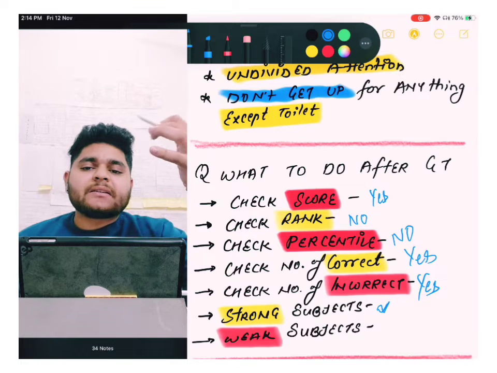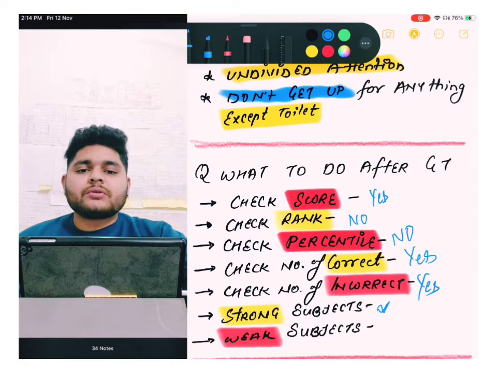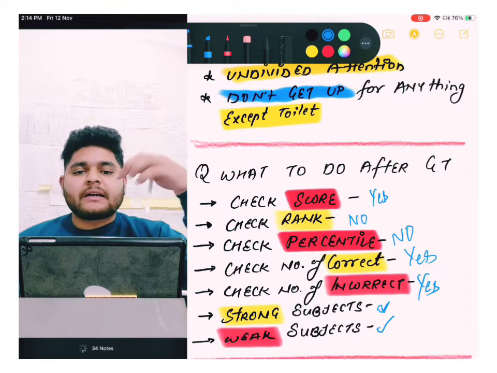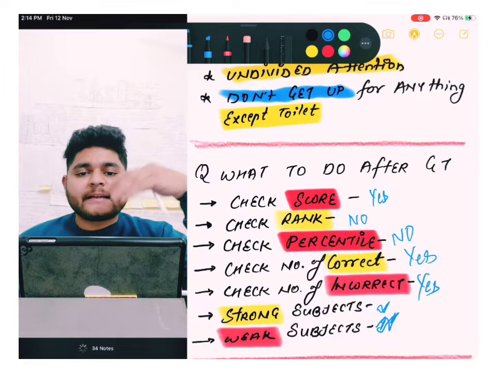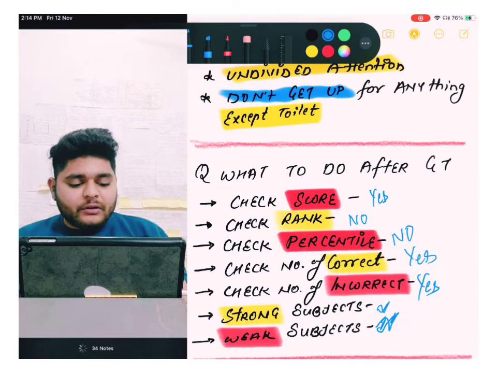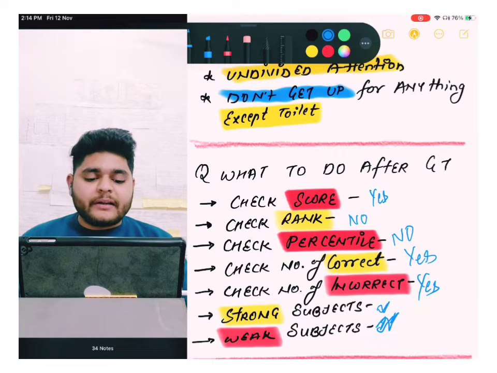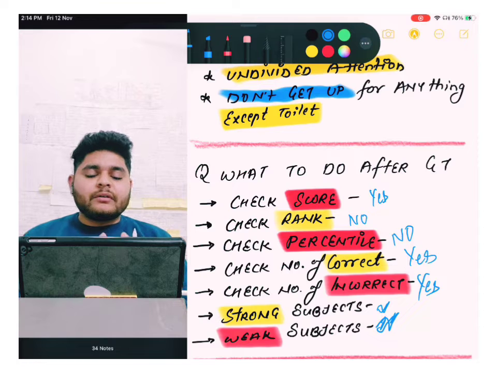And there will be some subjects where out of 7 questions you got only 1 or 2 correct, or out of 10 questions only 3 or 4, or out of 5 questions only 1 or none. Those subjects are your weak subjects. Now you have to stress on them before the next GT comes. We will be talking about that in the review part. So the weak subjects and the incorrect questions are the most priority for your GT when you review them.